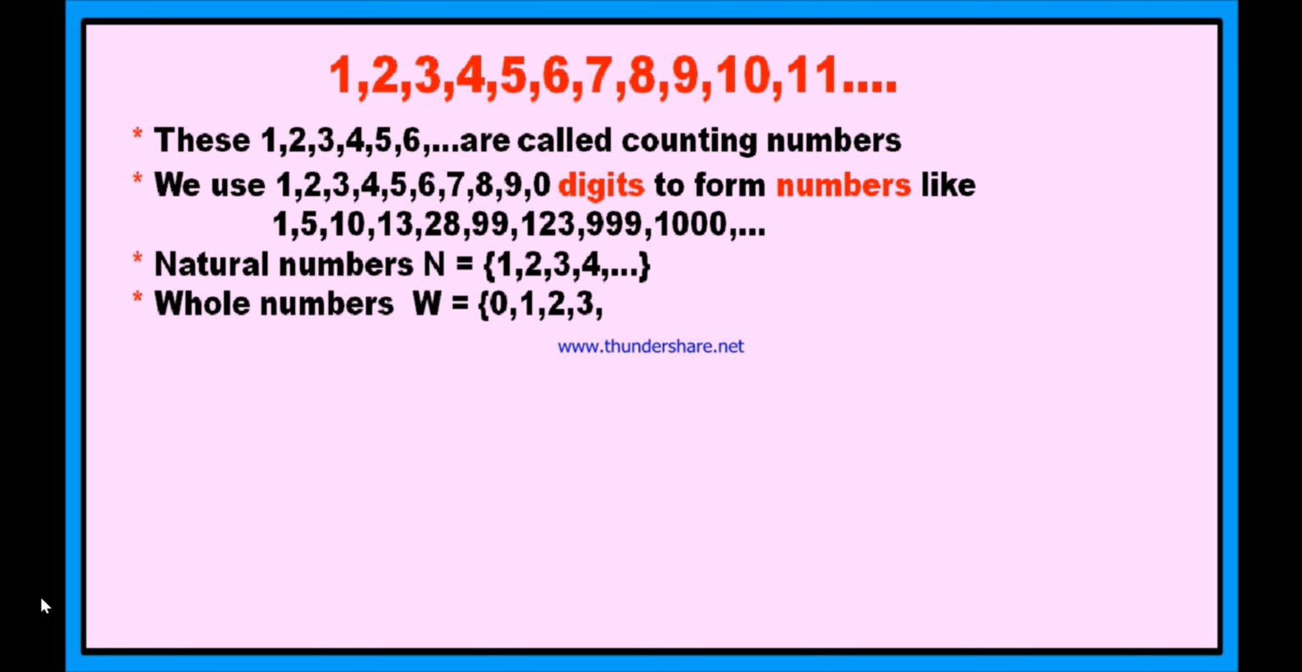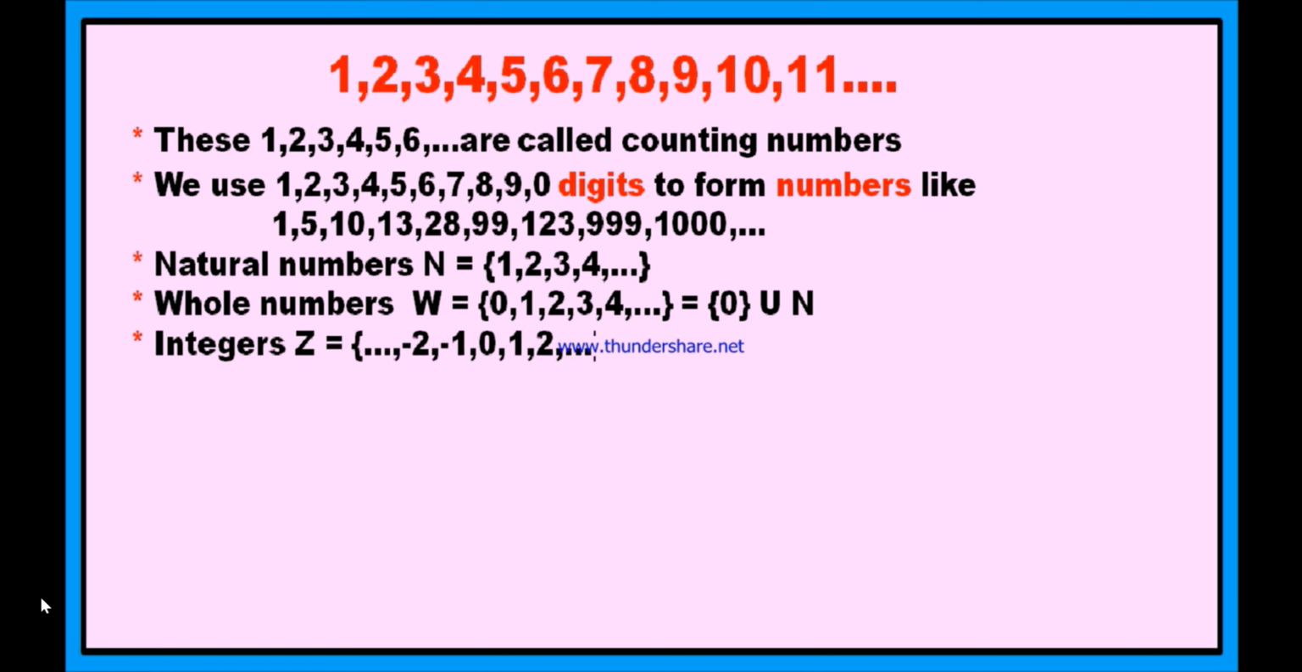Next is whole numbers. Whole numbers may start from 0. 0, 1, 2, 3, 4 and so on is the set of whole numbers. And this set of whole numbers is represented by the letter W. This set of whole numbers is nothing but the set of natural numbers plus 0. If you add 0 to the set of natural numbers, you will get the set of whole numbers. Therefore, you can write the set of whole numbers as 0 union N, meaning natural numbers union. Union means you have to sum up. Natural numbers plus the number 0, you will get the set of whole numbers.